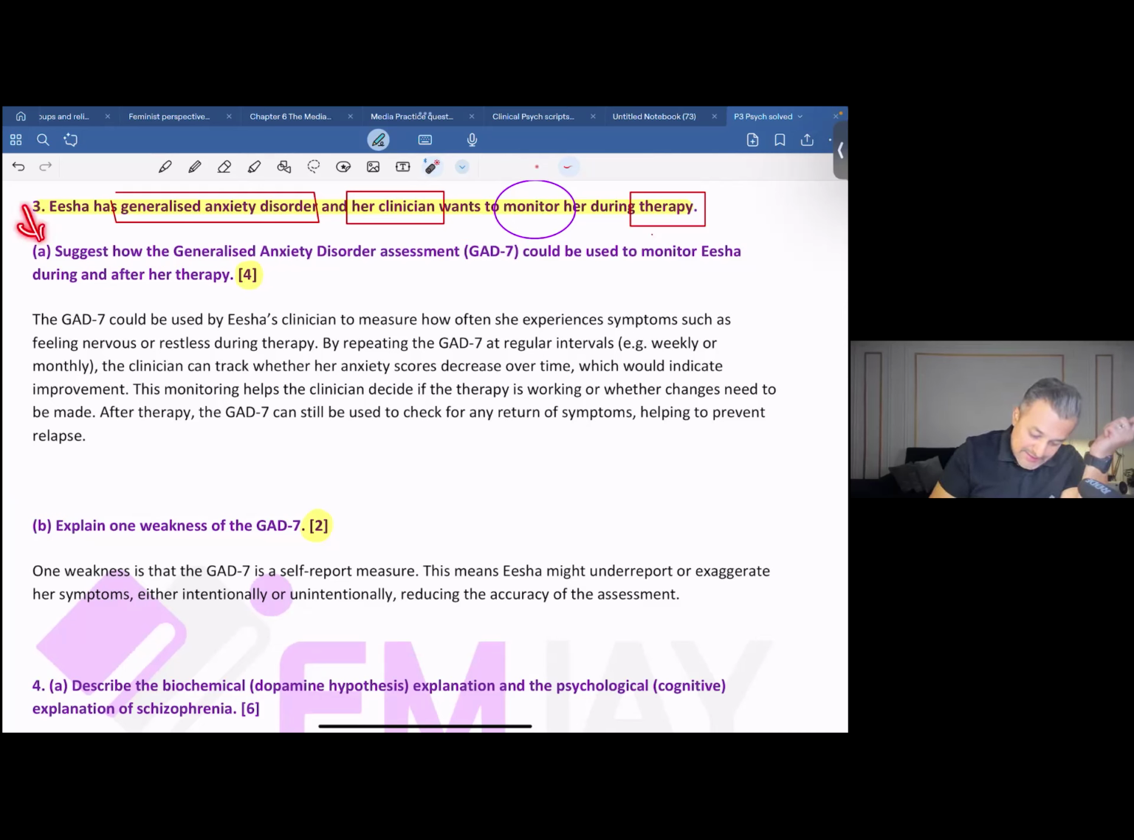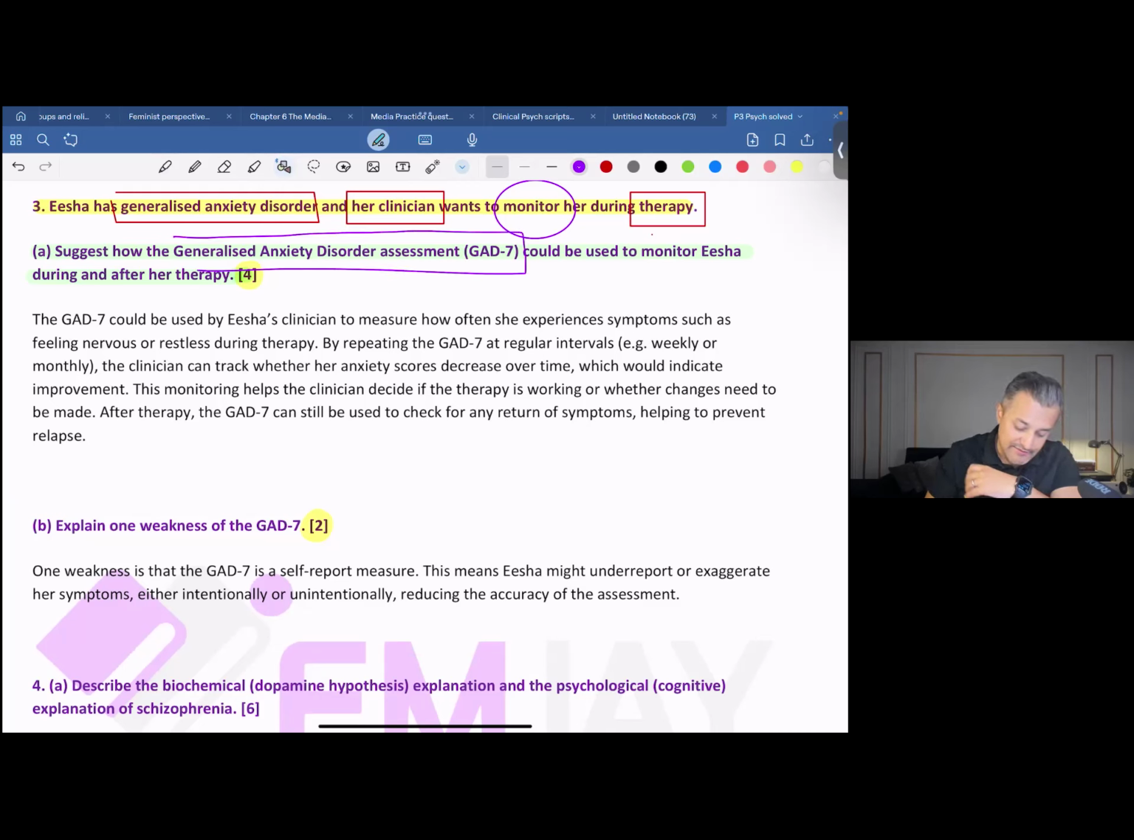So moving on, suggest how generalized anxiety disorder assessment could be used. Okay, so we're talking about GAD-7. Suggest how the generalized anxiety disorder assessment GAD-7 could be used to monitor Isha during and after her therapy. So Isha is being treated. Her clinician wants to monitor the progress. Let's assume she wants to use the GAD-7 scale, so that it could be used to monitor Isha during and after therapy.